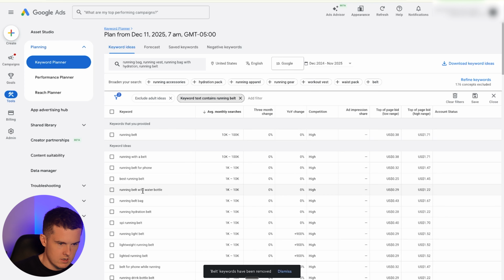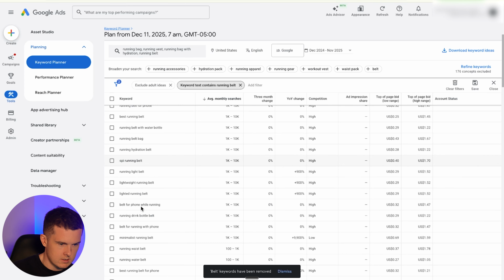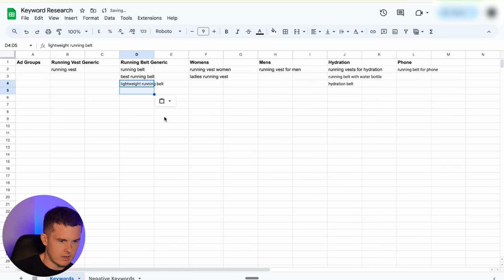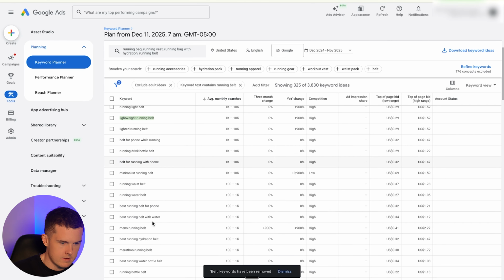Best running belt with water bottle, running belt bag, running hydration belt, running light belt, lightweight running belt. Let's say that we feel like we have a lightweight belt, then we could include that there maybe and include how it's lightweight in our ad copy.